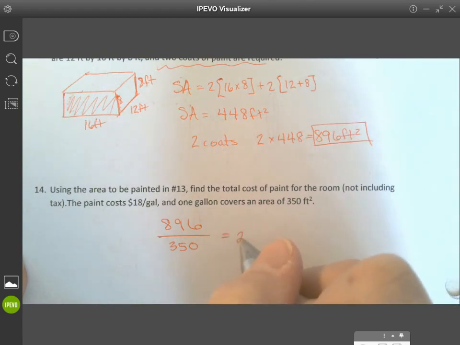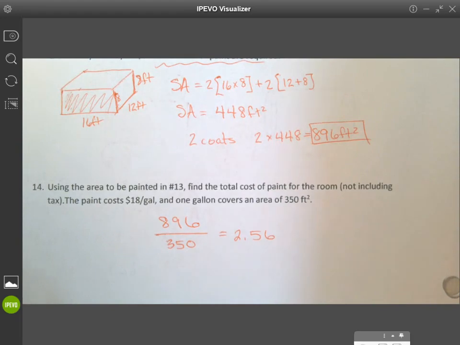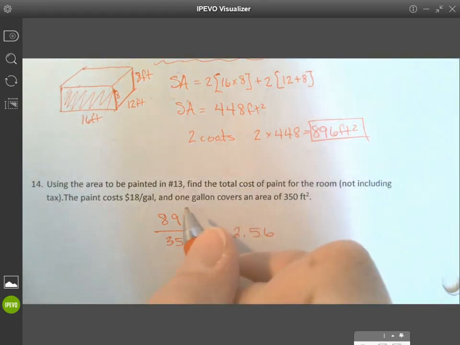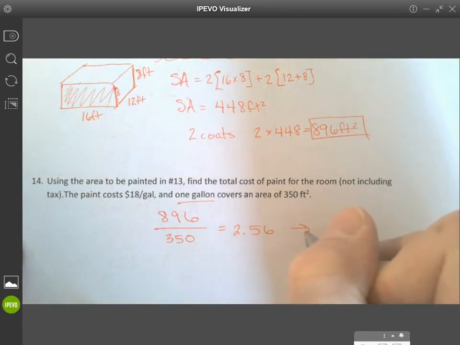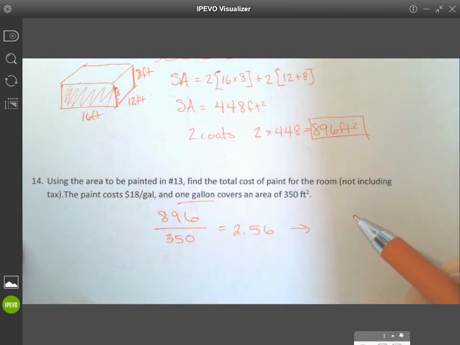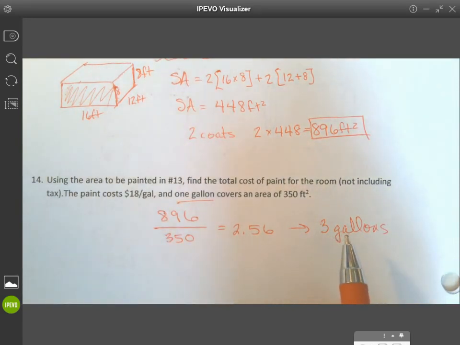And I get 2.56. Now, I can't buy part of a gallon. We're not going to buy quarts. It says 1 gallon covers this. We don't know about the other sizes. So how many gallons do I need to buy? Now, if I only buy 2, it's going to be shy. Don't I have to round up? Even if this was 2.1, you have to round up. You break the rounding rule of 5 and up, give it a shove. I need to buy 3 gallons.